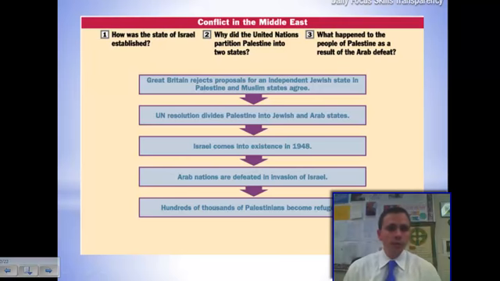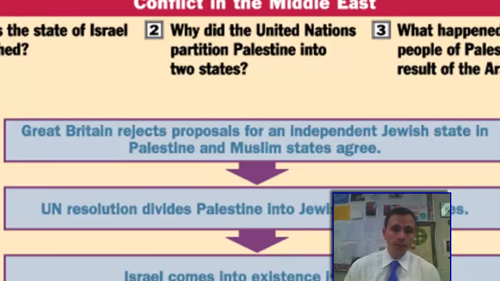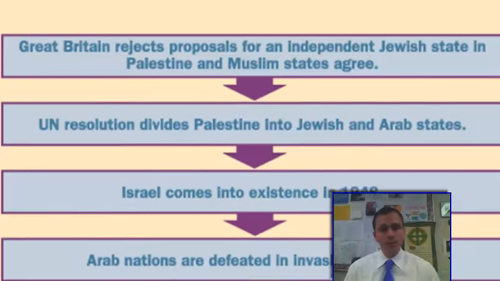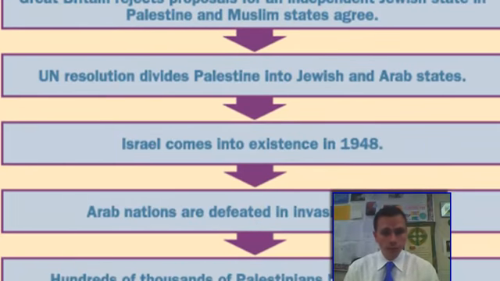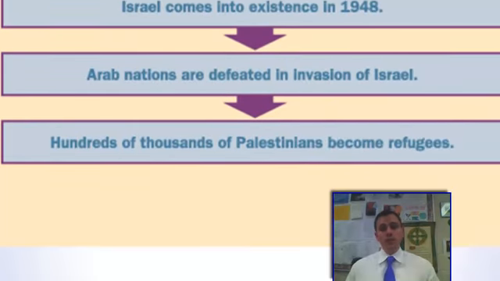So just as a quick rundown of some of the basic events that happened. Great Britain rejects the proposal for an independent state, but does agree to have Jewish settlers move there. So they didn't have their own country at first, but they were allowed to settle. Then the UN resolution, which happened later on, divided Palestine into a Jewish and Arab country, or Arab nation states. Israel came into existence in 1948, followed by an Arab invasion. It was defeated, and then hundreds of thousands of Palestinians became refugees in the area. And then, of course, the events that unfolded in the aftermath of that.